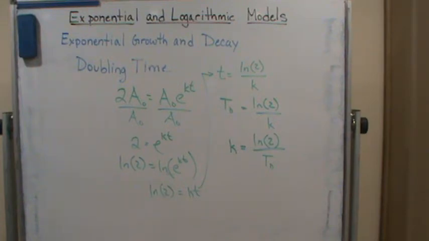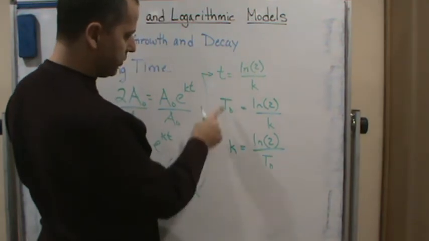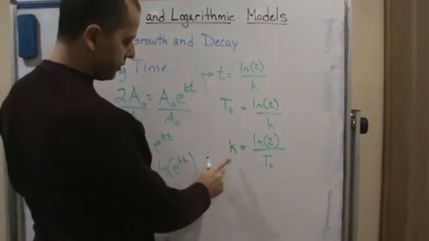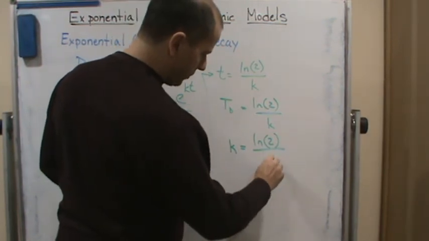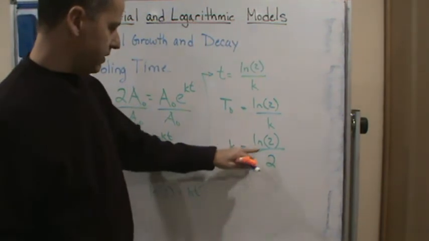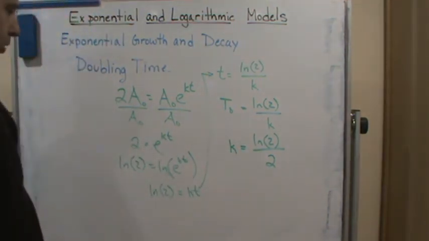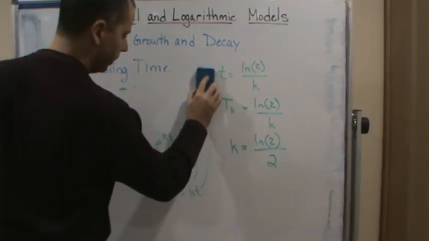So now, from the formula, we want to find the constant. If the doubling time is 2 years, we're going to use this formula here. So the doubling time is approximately 2 years. That means in this example, the constant k is going to be the natural log of 2 divided by 2.